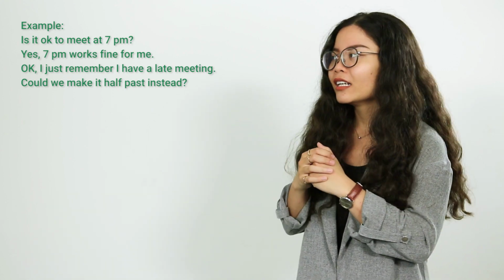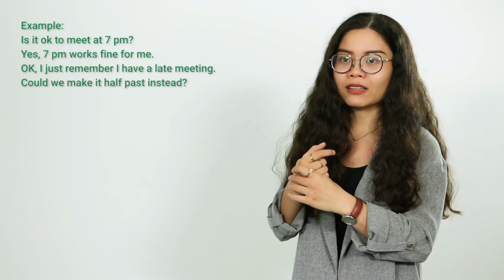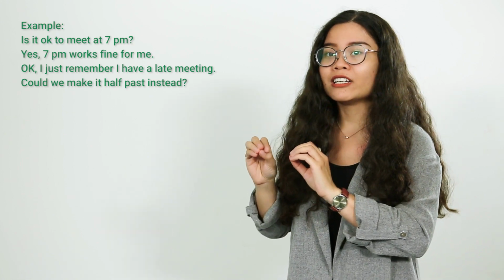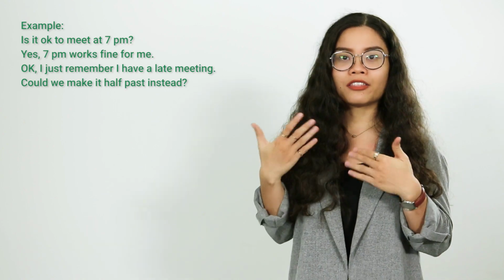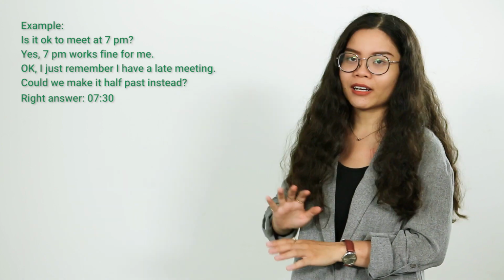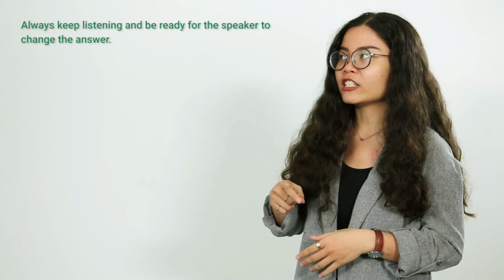Technically, they will not give you the exact number or exact word for you to write down. It's just like a hint or extra information. So you have to think logically to write down the correct answer, which is 7:30. Alright, so always keep listening and be ready for the speaker to change the answer.